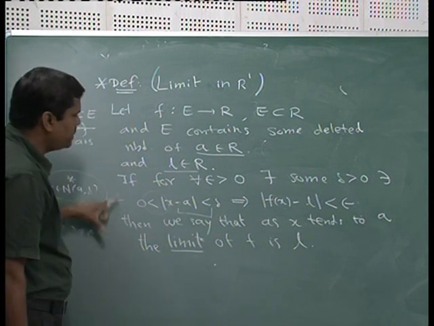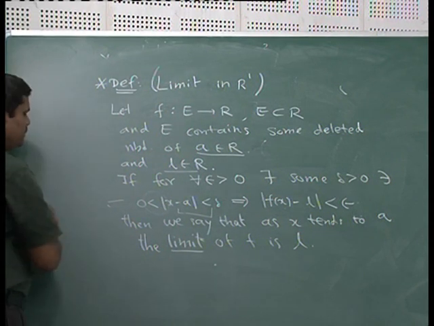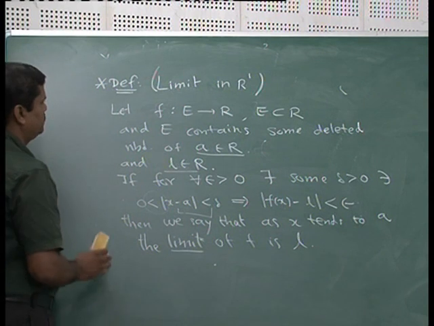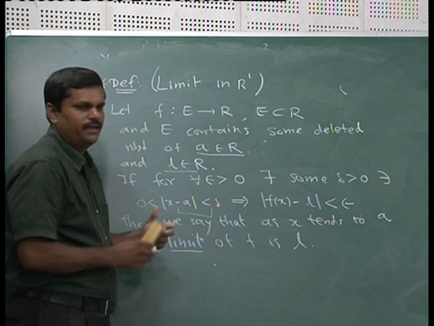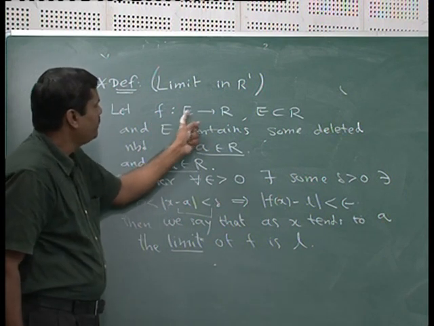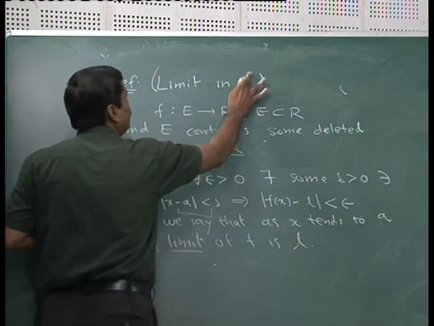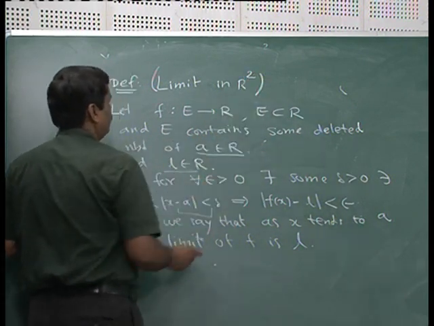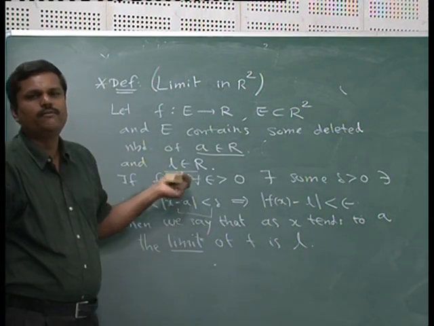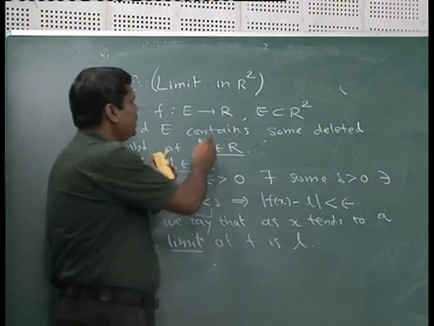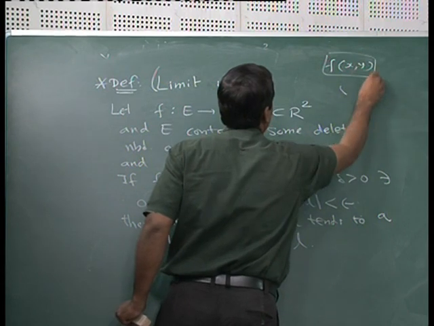Now, we want to generalize this for functions of two variables. The same definition we just extend for two variables. Can you suggest something? f from E to R, where E is a subset of R. What will be the change? If I want to define the limit in R2, this E will now be a subset of R2, because we are going to take a function of two variables. So this f will be a function of two variables, f of x comma y.